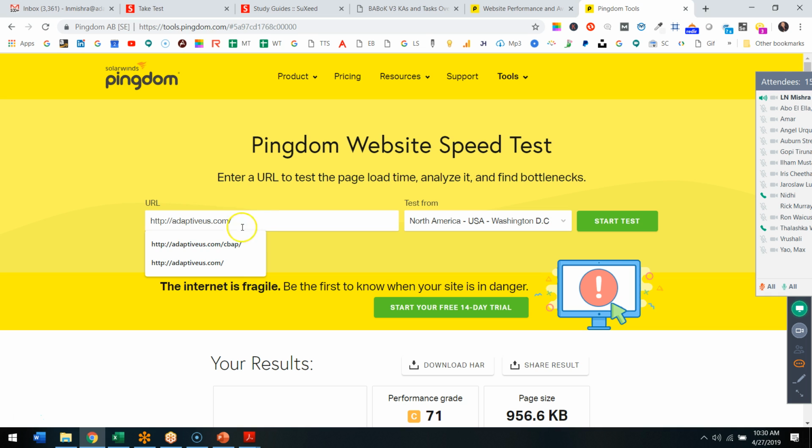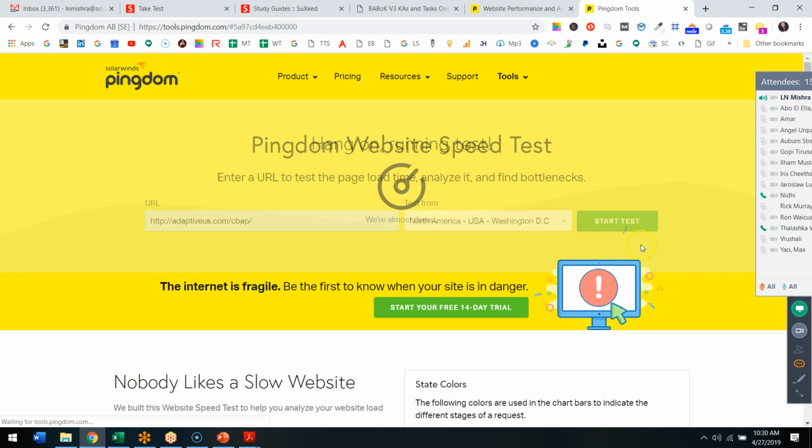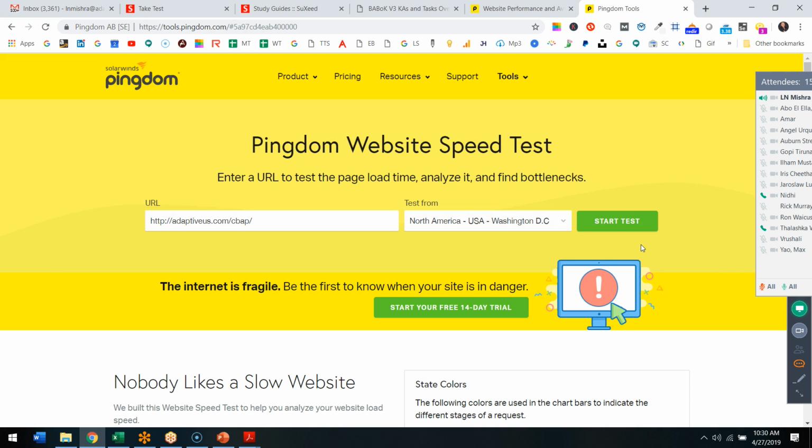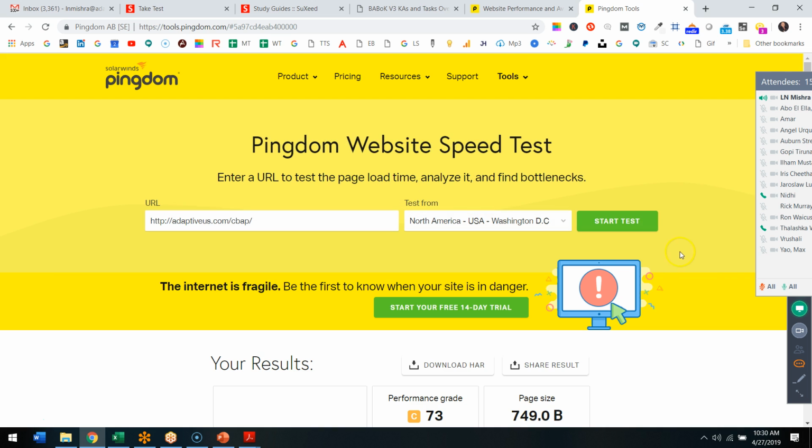Suppose I take a look at another internal page which is important to us, and that page is still outside the target. So you can actually see that. That is what we are trying to work on, so that all the pages that are important to us are within 2 seconds.